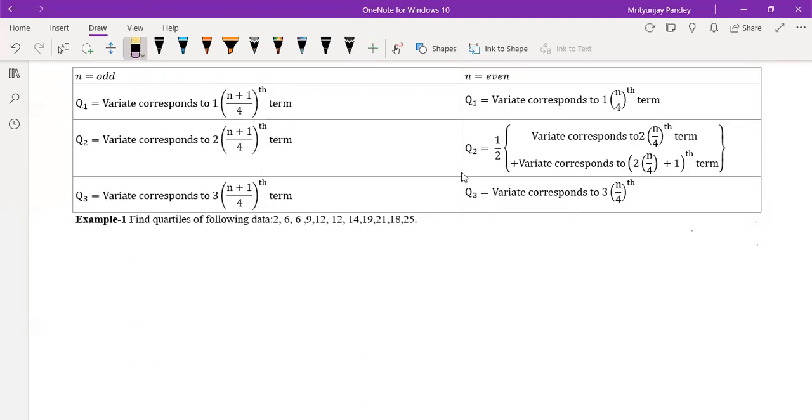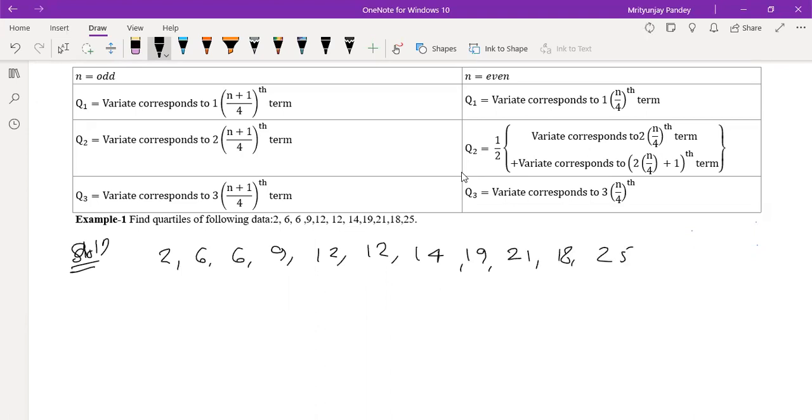First of all, arrange this data in increasing order or decreasing order as per your choice. So 2, 6, 6, 9, 12, 14, 19, 21, 18 and 25. We will divide this into 4 equal parts. So the first part will come here, the second part will come here and the third part will come here. Correct?